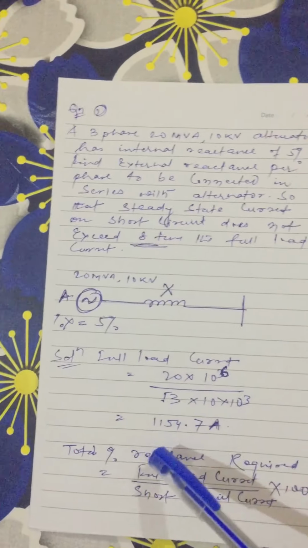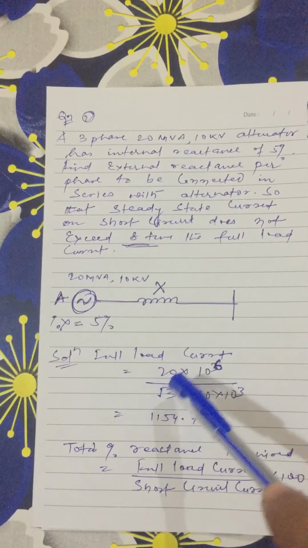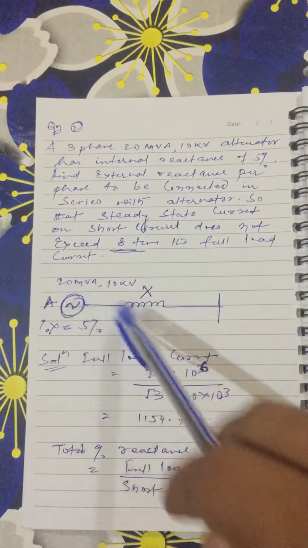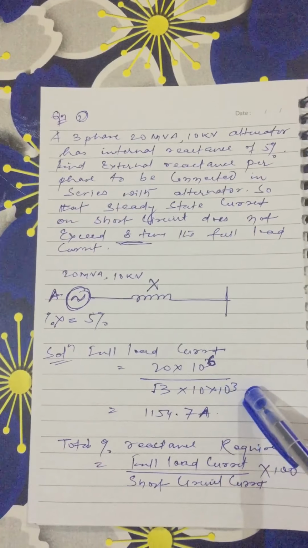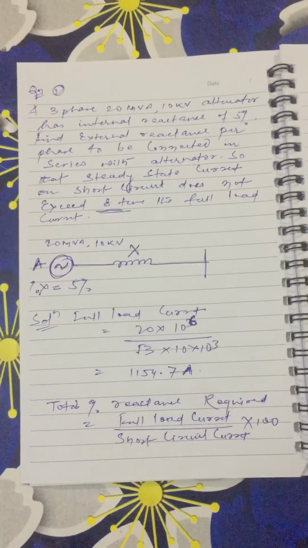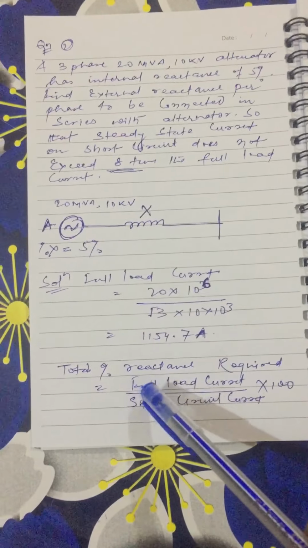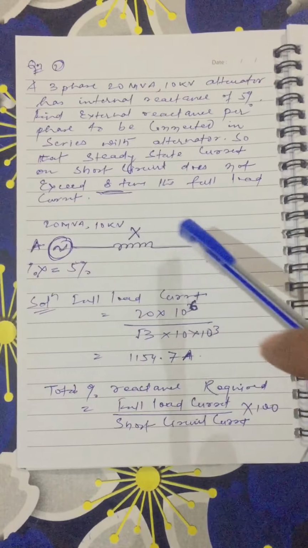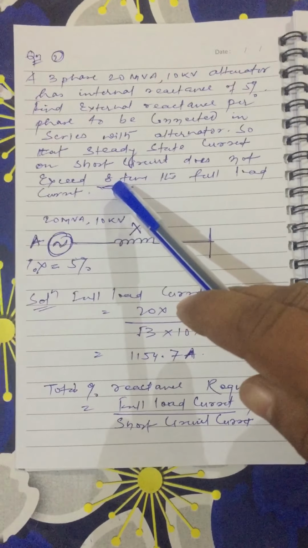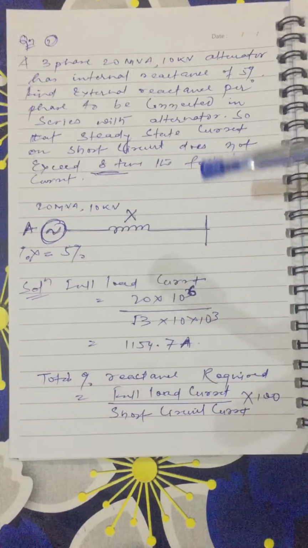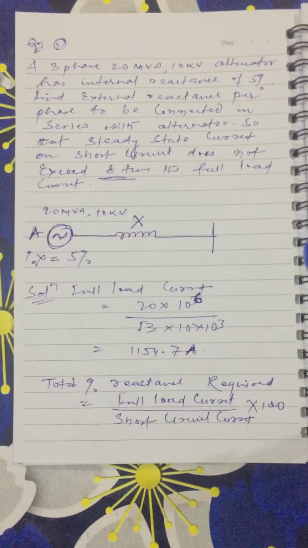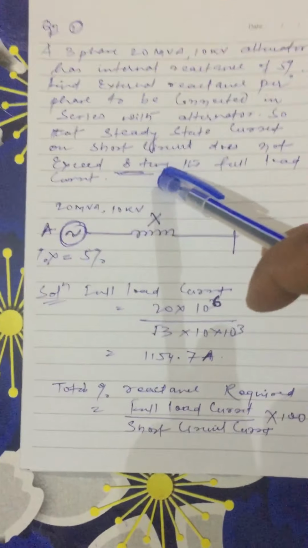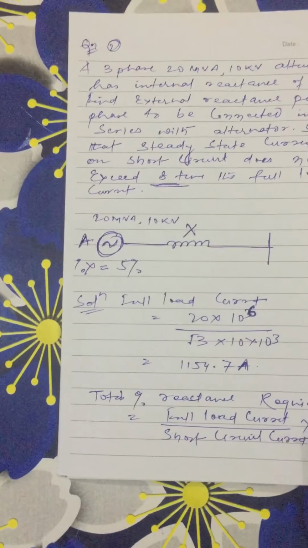Now for this particular MVA we have the full load current, that is, we know that it's MVA divided by root 3 VL. So this is 20 MVA divided by root 3 into 10 to the power 3. This one will come as the full load current. Now the percentage reactance required. See my friend, suppose we consider the normal full load current as 1 ampere, so for the maximum short circuit current of 8 times, we can calculate the percentage reactance.